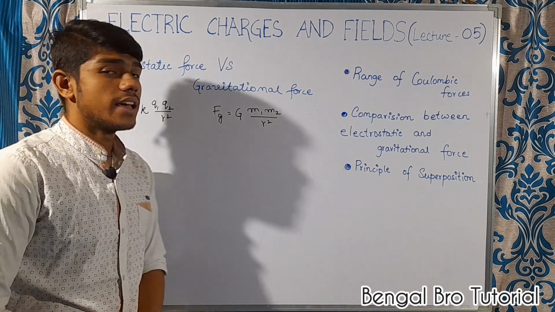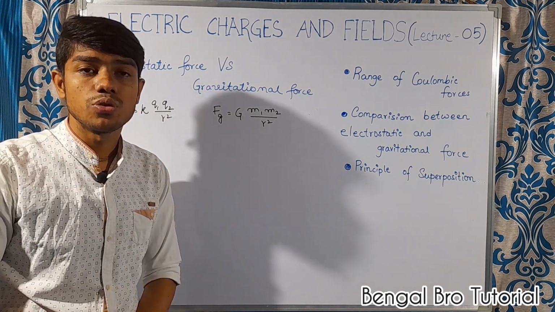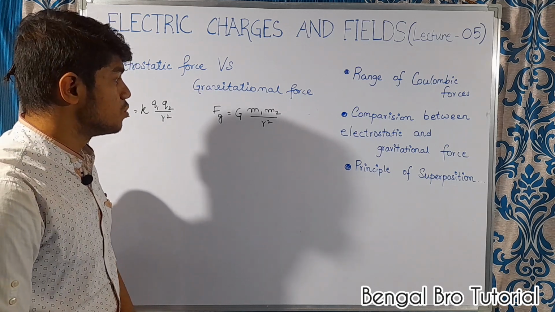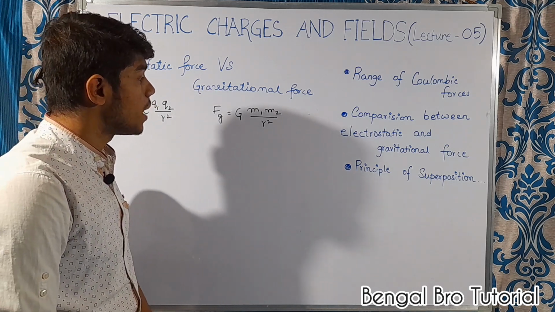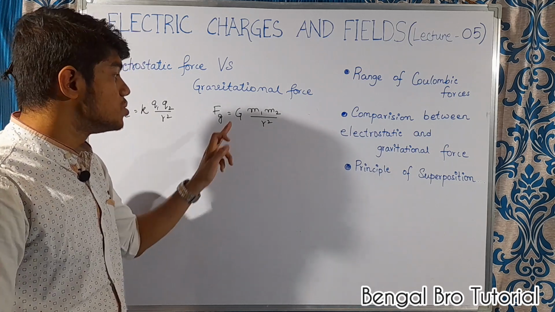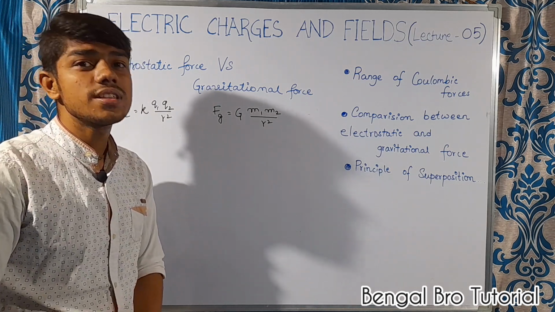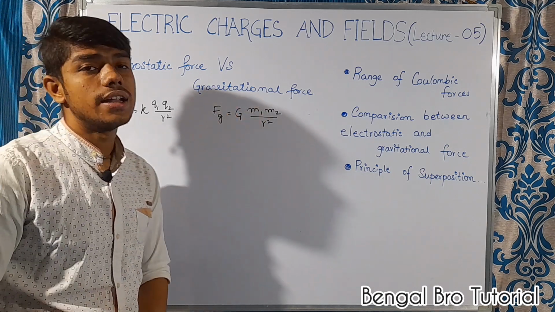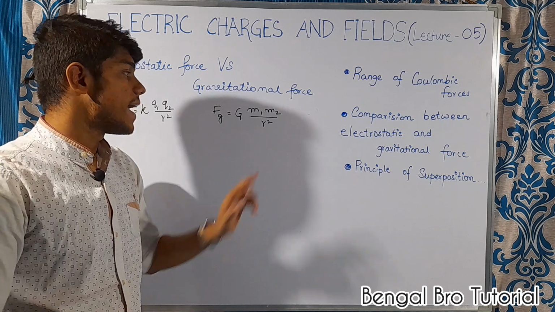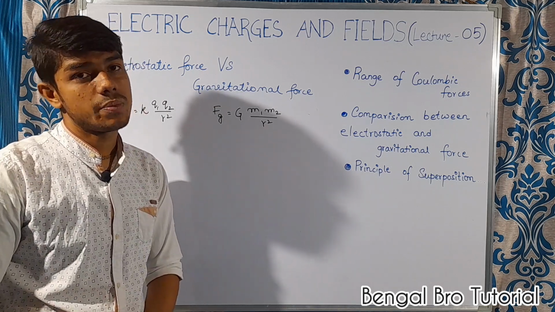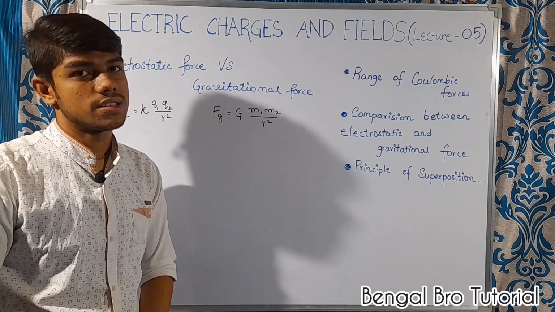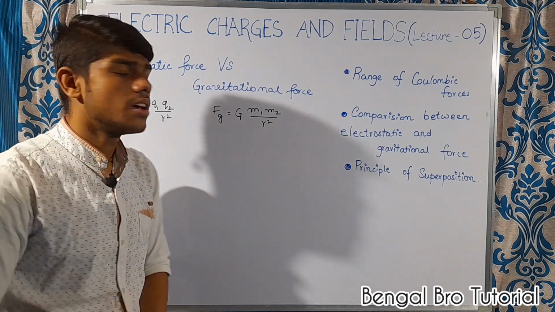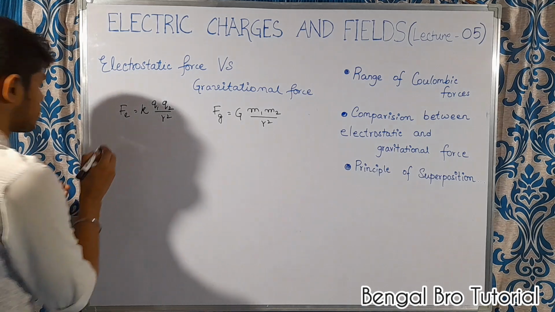And the expression for the gravitational force between two masses can be given as F equals to G m1 m2 by R square. Here G is known as the universal gravitational constant. m1 and m2 are the masses of the two bodies and R is the distance of separation between the two masses. So first of all, let us look at the similarities between these two forces.